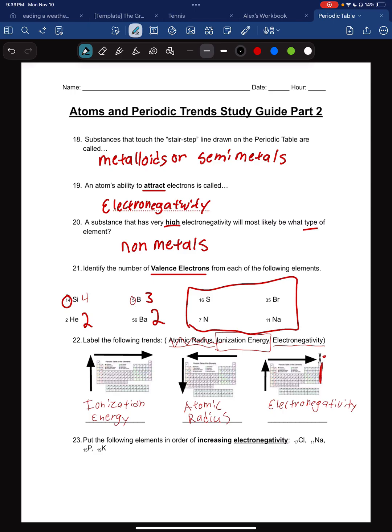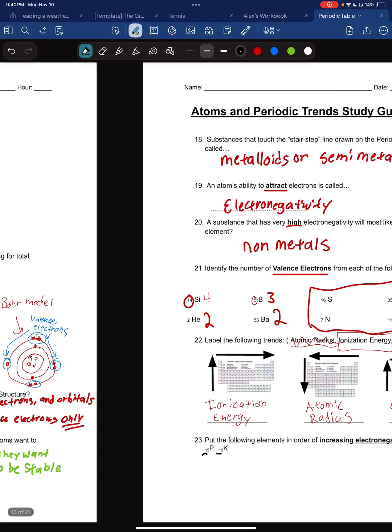All right, now for 23. On your test, all these different kinds of questions are just asking you to take this stuff and apply it. So for 23, it says put the following elements in order of increasing electronegativity. Again, the numbers down low here are your atomic numbers. What I would do if I were you is first find them on your periodic table. So let's start with chlorine, which is 17.